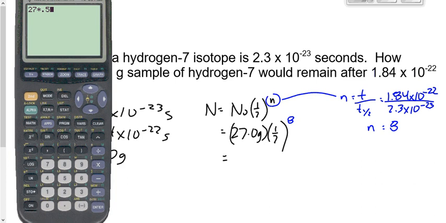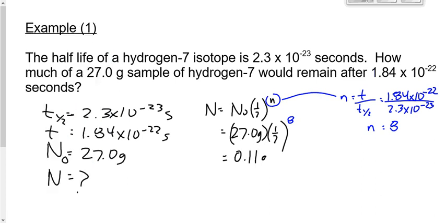27 times 0.5 to the, I call it a hat. Okay, Mr. Royce, I think, calls it circumflex. That sounds pretty French to me. So we're going to kind of combine the two. We're going to call it a chapeau. This is our little chapeau. 27 times 0.5 chapeau 8. We end up getting 0.11. And the units for that would be grams.